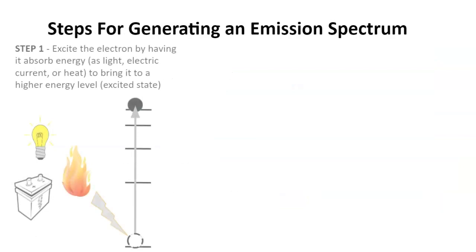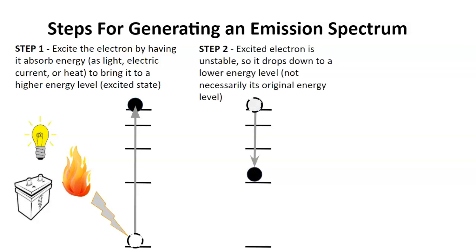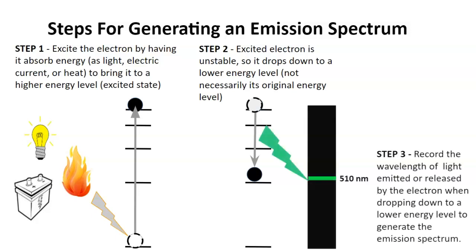So the steps for generating emission spectrum: first, you need to excite the electron. And you can excite the electron by having it absorb energy as light, electric current, or heat. 2, the excited electron, being unstable, has to drop down to a lower energy level. It doesn't necessarily have to be its original energy level, it just has to be a lower energy level. And 3, you record the wavelength of light emitted or released by the electron when it drops down to a lower energy level. And that's how we generate an emission spectrum.